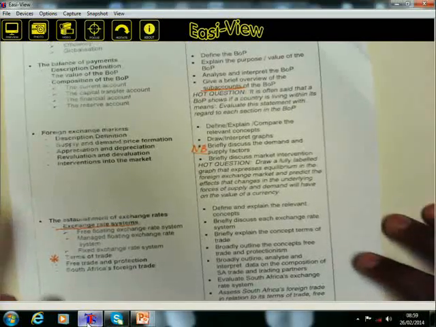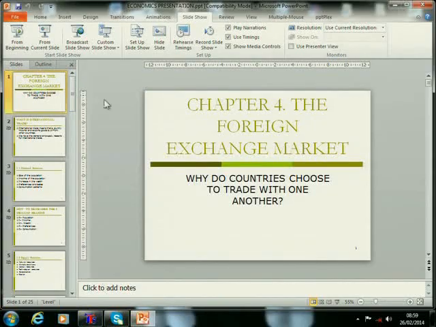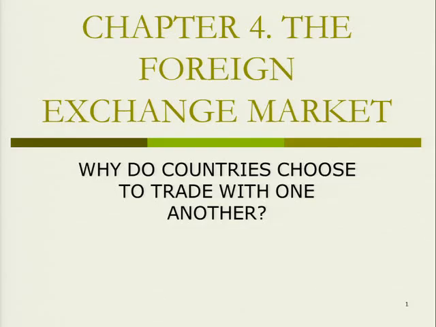Now, let us start. It's very important that we know why we choose to trade with other countries. The fact that there is no country that is self-sufficient or has all the resources, that is why we must trade with other countries. You might find that one country has got a lot of resources, therefore they trade the surplus that they have with another country which cannot produce similar quantities like they do.